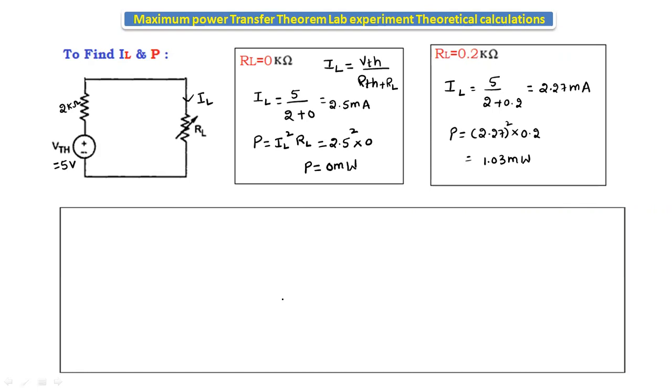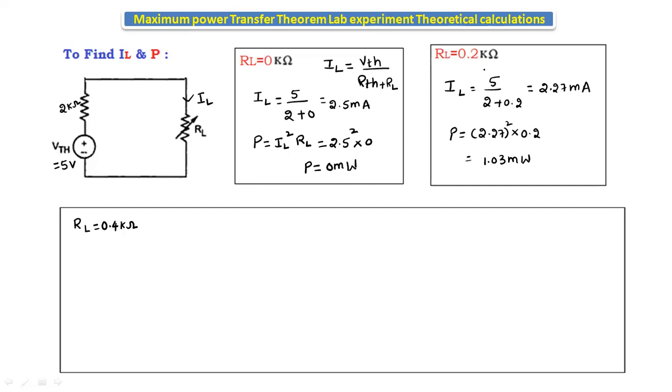Now similarly, we will substitute different RL values and see what values we get. Next, RL is equal to 0.4 kilo ohm. Take a difference of 200 ohms, that is 0.2 kilo ohm difference. 200 ohms and 0.2 kilo ohms are the same. 200 is in ohms, and if we convert into kilo ohms, we will get 0.2 kilo ohms.